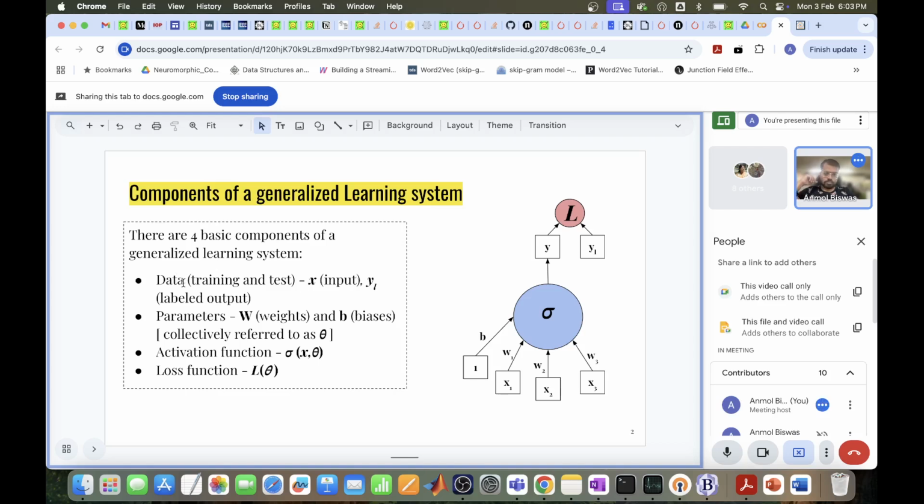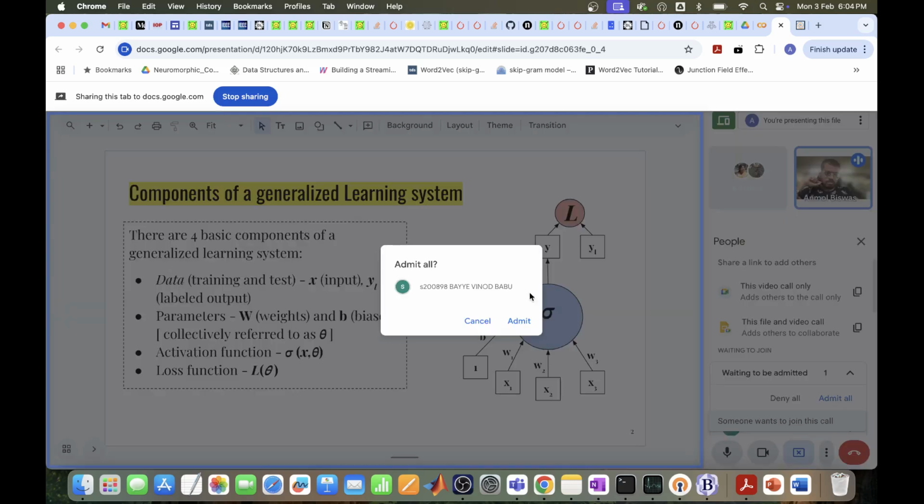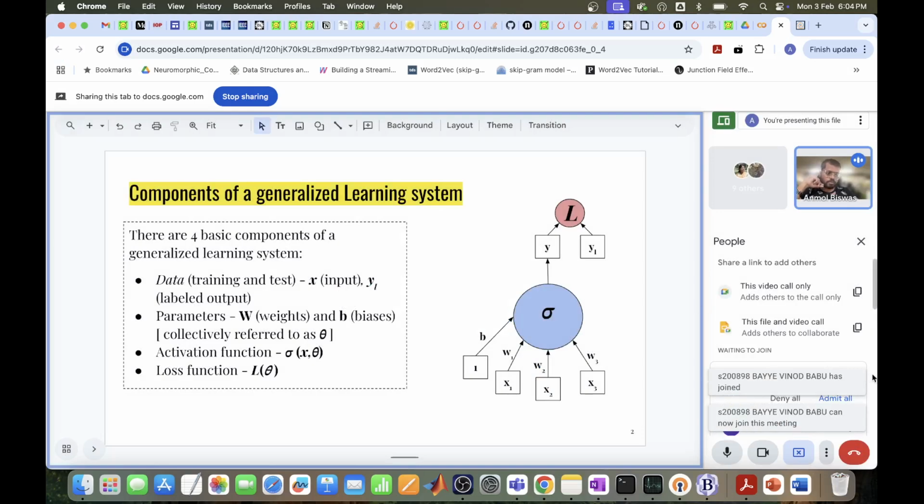First is very obvious. You need data, which is training and test, right? So you have X, which are the inputs, and YL, which are the label outputs. It is not necessary to always have labeled outputs given externally, right? When labeled outputs are available from an external source, you can train your model on those labeled outputs. That is called supervised training or supervised learning, right? Not all types of learning fall under the supervised learning category.